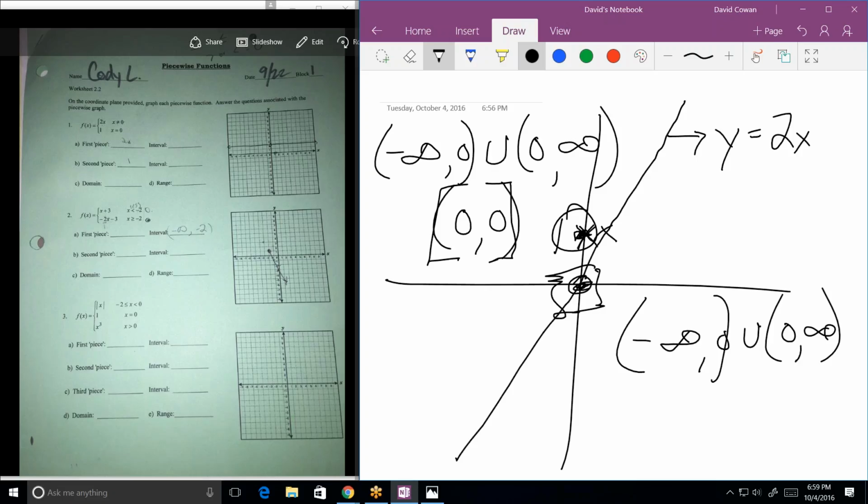Okay. And that's really the way you want to do all of these: after you graph it, then figure out the domain and range by reading it off your graph. That's probably the easiest way to come up with domain and range, is to read it off of a graph.